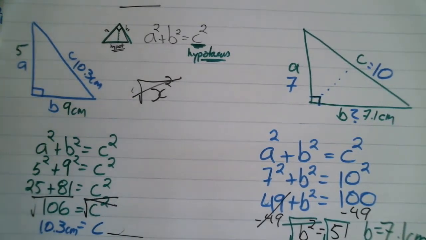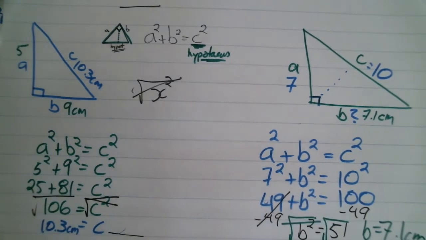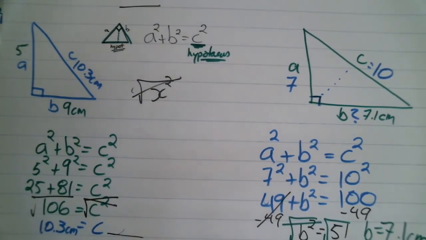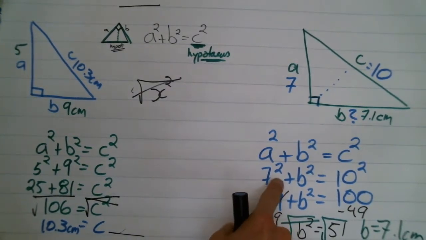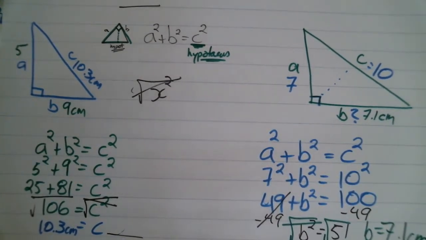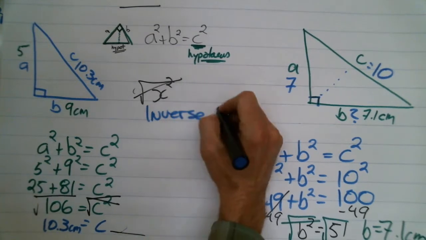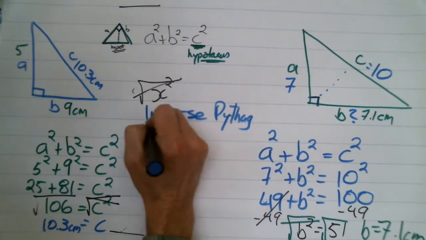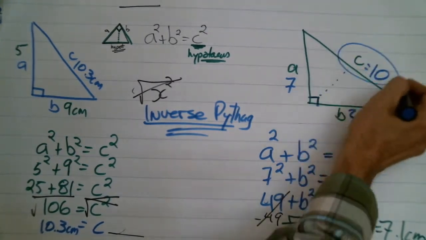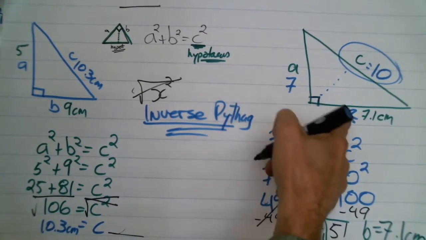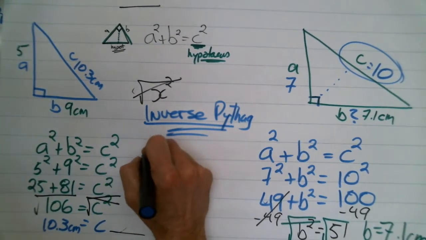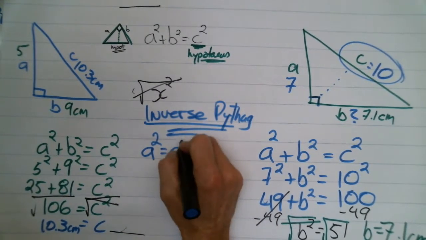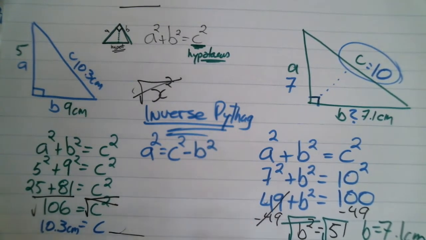Now, if you don't like doing it this way, if you find that confusing, I'm going to give you a new formula. And that formula you can use in place of a squared plus b squared equals c squared. So what we actually really did here is we took one of the legs and we subtracted it from c. So this is called your inverse Pythagorean theorem. Now this is when we know the hypotenuse and we're looking for one of the sides. So this is going to be a squared equals c squared minus b squared.